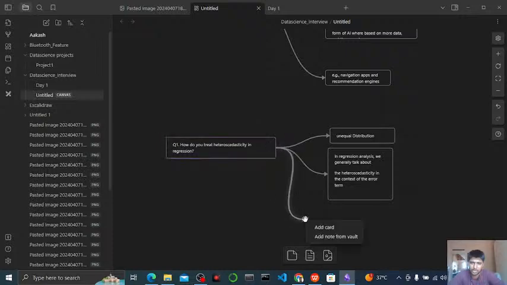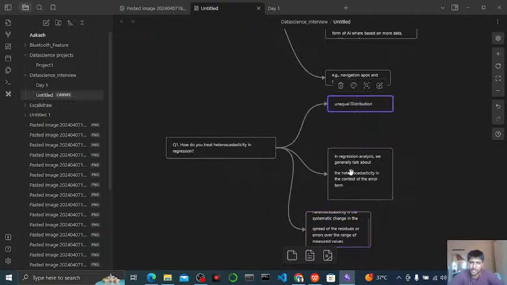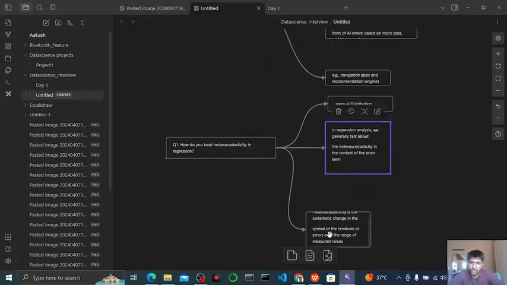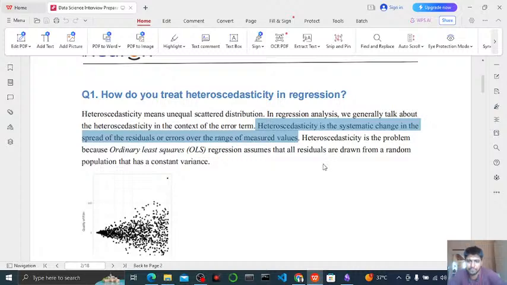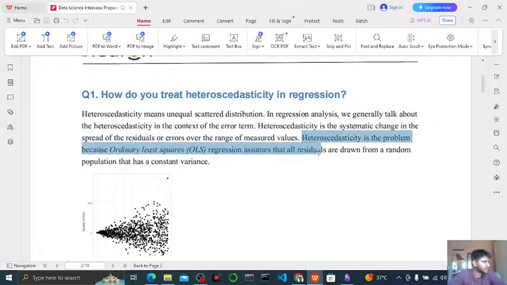The third thing you can map is that heteroscedasticity is a systematic change in the spread of residuals or errors over the range of measured values. Heteroscedasticity is an unequal distribution. In regression analysis, we talk about it in the context of error. Heteroscedasticity is the problem because of OLS.